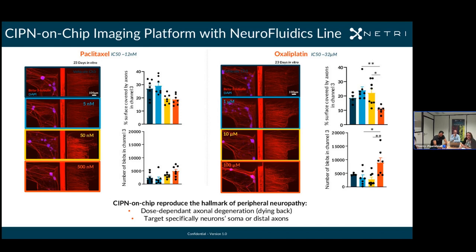The concentrations were chosen to be consistent with the clinic and close to what can be found in plasma concentration from patients. And really, for paclitaxel from 50 nanomolar, we had a dying back neurodegeneration, and for oxaliplatin, it was really clear at the highest dose of 100 micromolar.